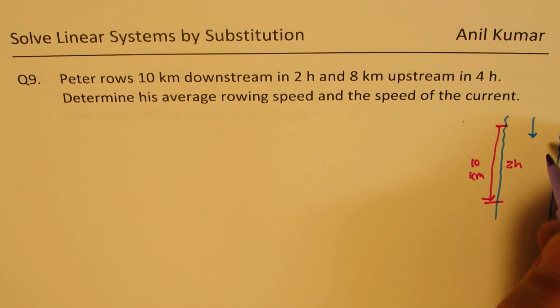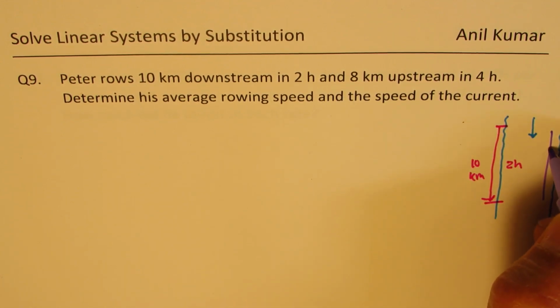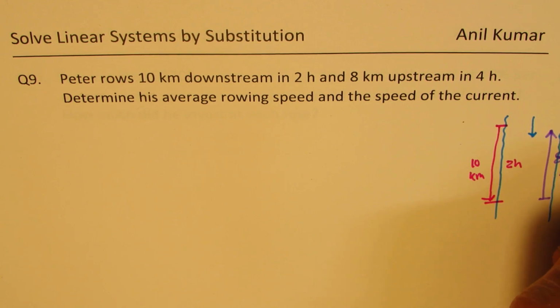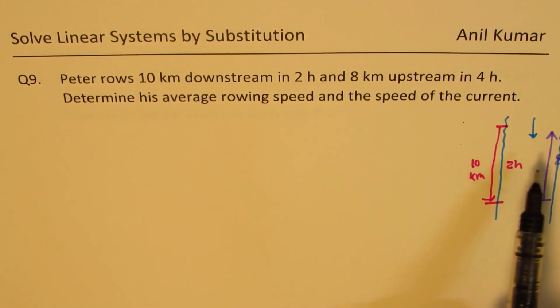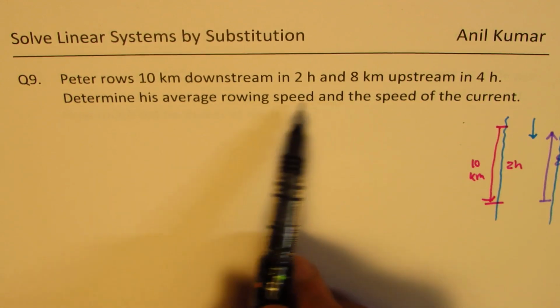On the other hand, moving up only a part of it, which is, let us say, 8 kilometers, it takes 4 hours. So that is the situation given to us. Now, why is it so? It is so because the average speed is the same.